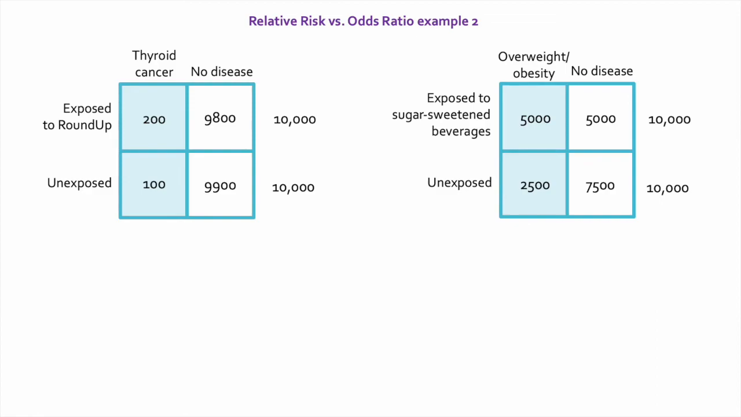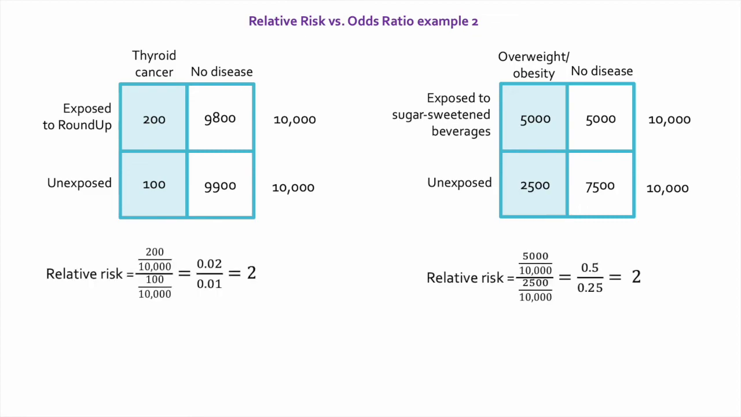Let's look at how relative risk and odds ratio differ when used for a rare disease compared to a really common one. For the thyroid cancer study, we calculate relative risk by dividing the 200 people exposed to Roundup in their drinking water who got thyroid cancer by the 10,000 people exposed to Roundup in their drinking water, by the 100 people who got thyroid cancer but did not have the exposure, out of the 10,000 people who did not have the exposure, which gives us a relative risk of 2.